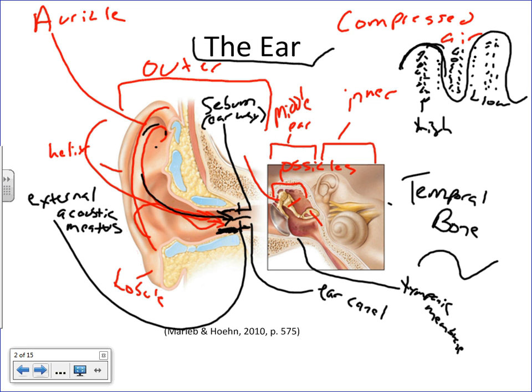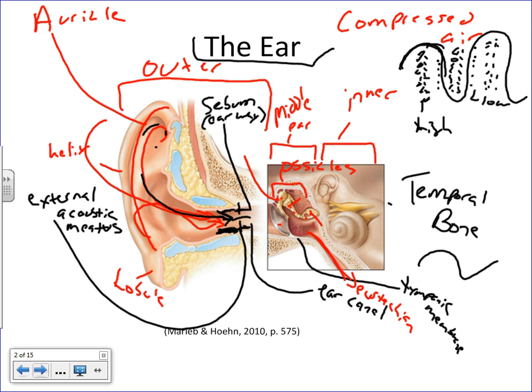I'll talk about why they're called that in a little while. You'll also notice within the middle ear that there is a tube called the eustachian tube. The eustachian tube is essentially a connection between the nasopharynx and the middle ear itself, and I'll talk about the importance of that in a second. So within the middle ear, you've got your eardrum, the auditory ossicles, and the eustachian tube.